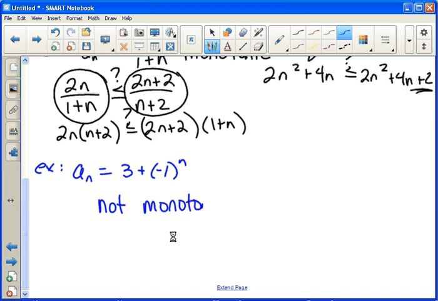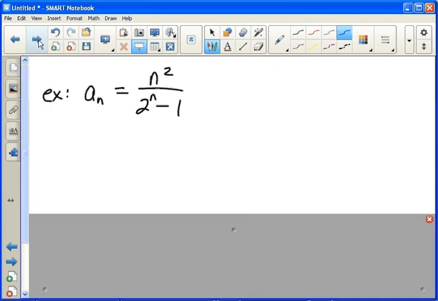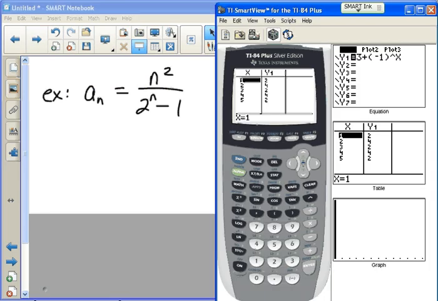Okay, let's try 1 or 2 more examples with this before we look at unbounded. We have a_n equals n squared over 2 to the n minus 1. So again, first step when you're testing if something's monotonic or not is to plug it in the calculator, or you can do this by hand and test the first 4 or 5 terms. So x squared over 2 to the x minus 1.